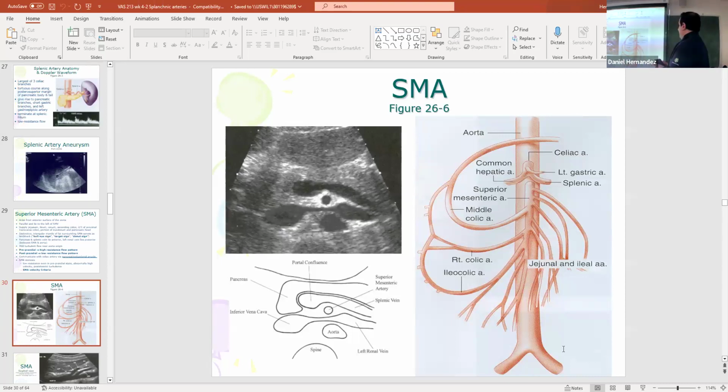So this is showing the SMA as it comes off, and then all the branches off the SMA and the kind of the territories where they bring blood flow to. A nice transverse view, so we all know this picture by now.